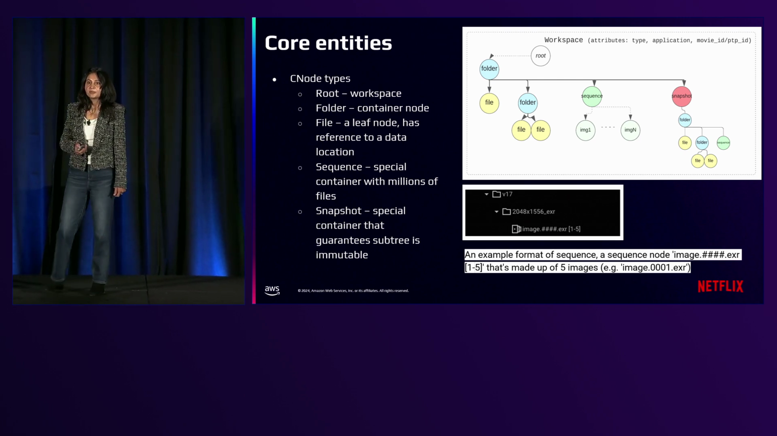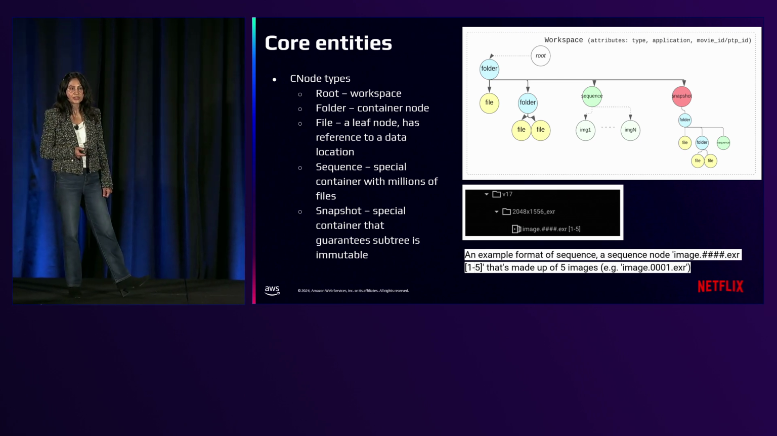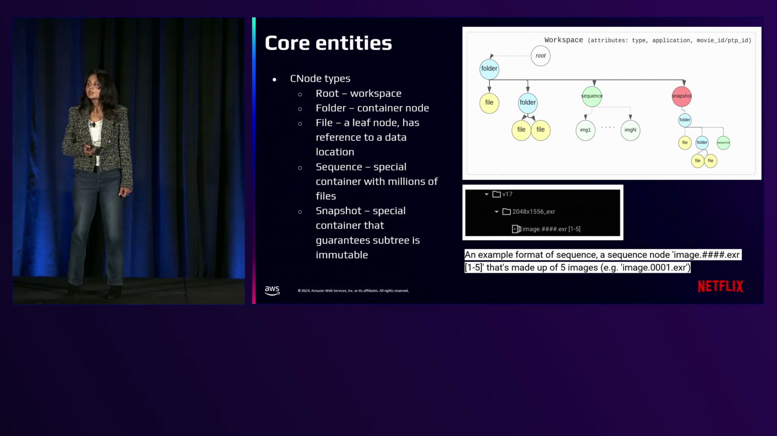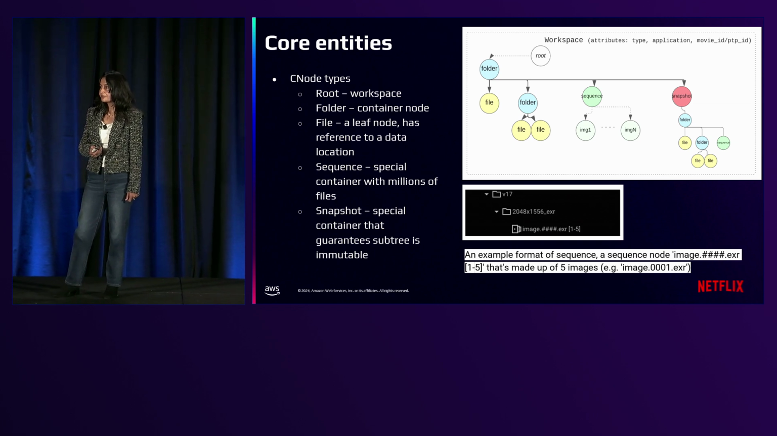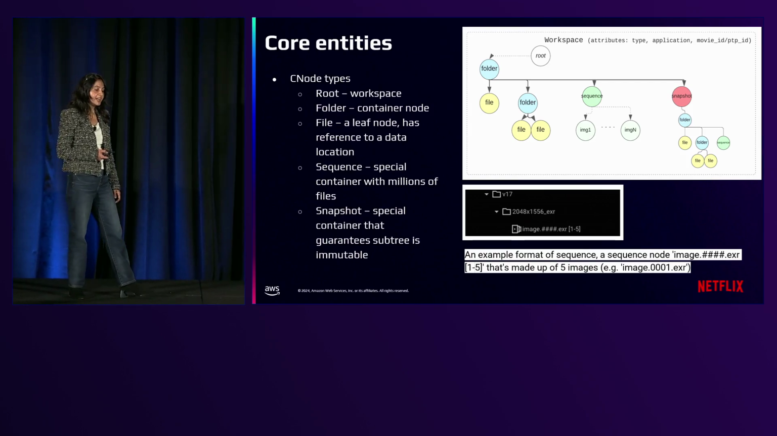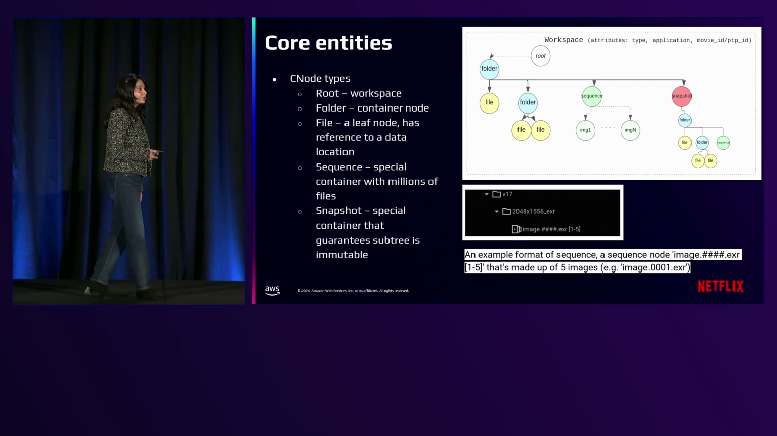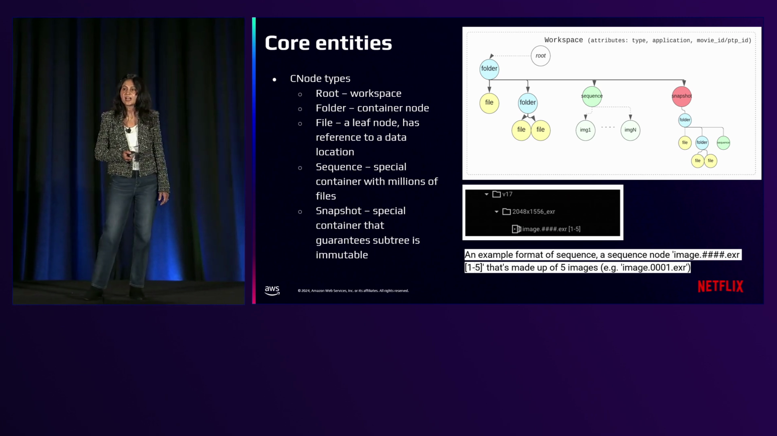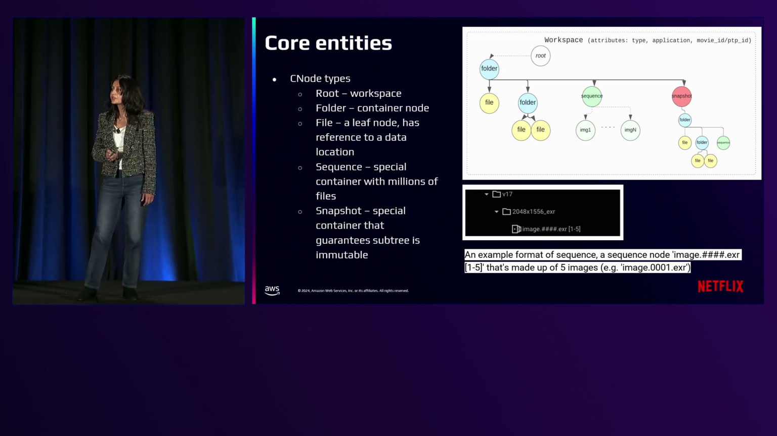We have the top-level C node type, which is a root or a workspace. This is analogous to a disk partition or OS drive. This is created to have a namespace for the files and folders underneath. Then we have a folder, which is a simple container node. We have a file, which is a leaf node, which has a reference to the actual data location where the object is stored in Amazon S3.